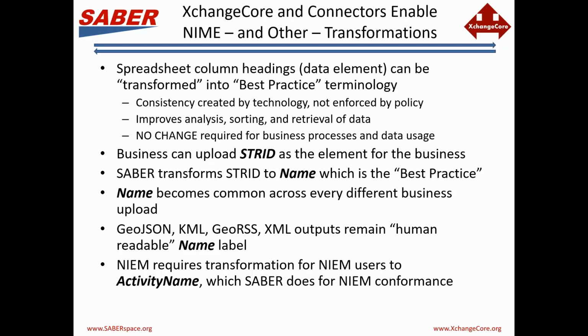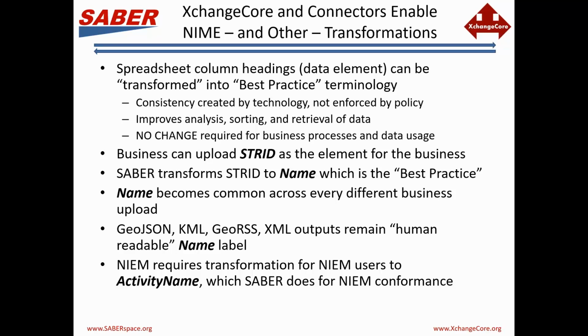That name, when it's composed or transformed by SABER, becomes common across every different business that has uploaded it without changing what the business has, but it's being offered out to the consumers of that information. And it's being offered out as a GeoJSON format, a KML format, a GeoRSS format, an XML format, all of which retain the human readable word name.